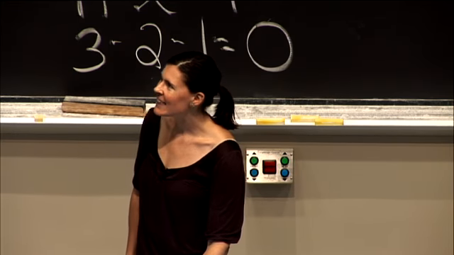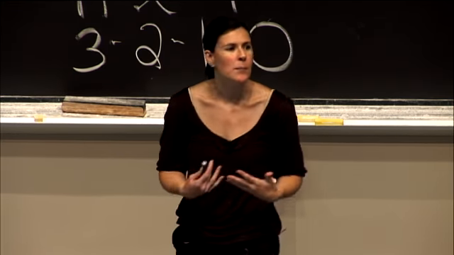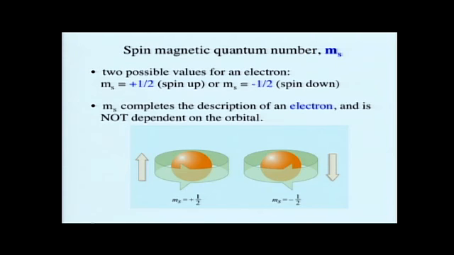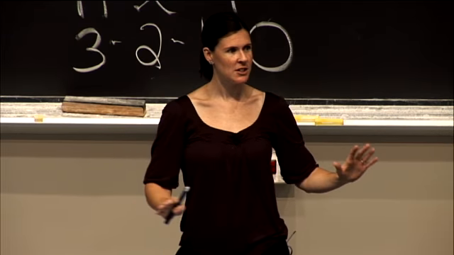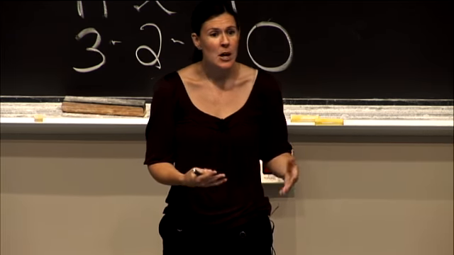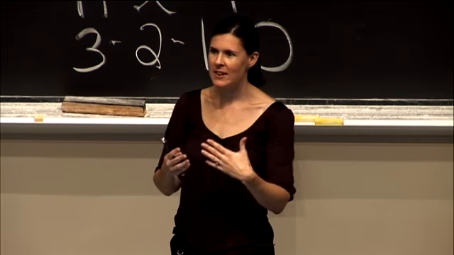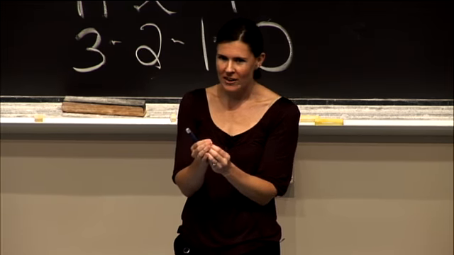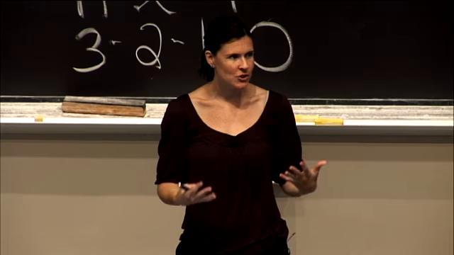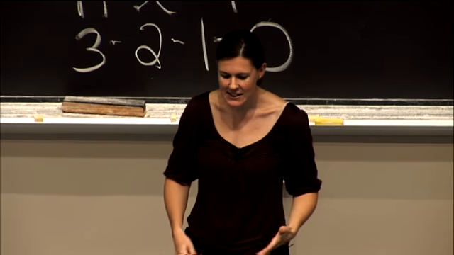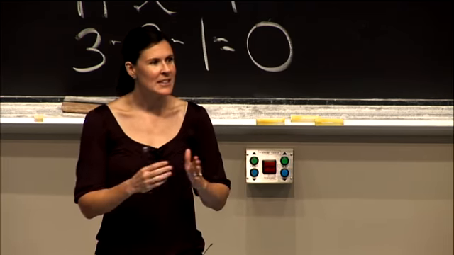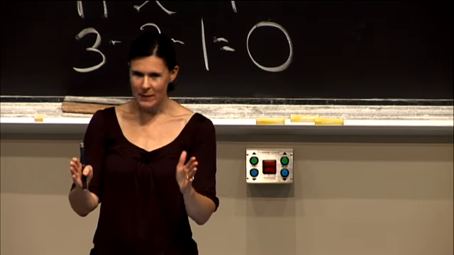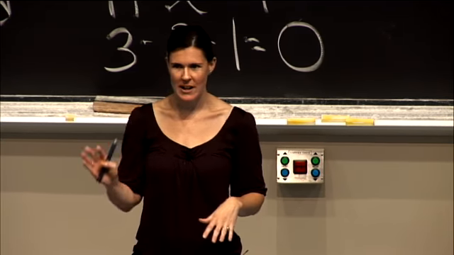But the reason that I like that analogy is that it points out a very important part of spin, and that's the idea that it's a description of the electron. It is not dependent on the actual orbital. So we can completely describe an orbital with just using 3 quantum numbers, but we have this fourth quantum number that describes something about the electron that's required for now a complete description of the electron, and that's the idea of spin.